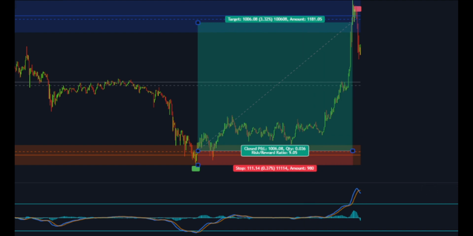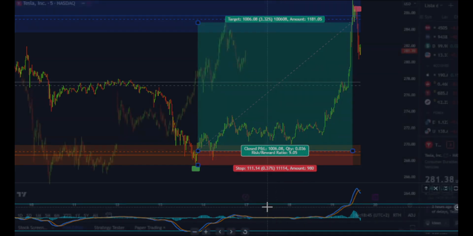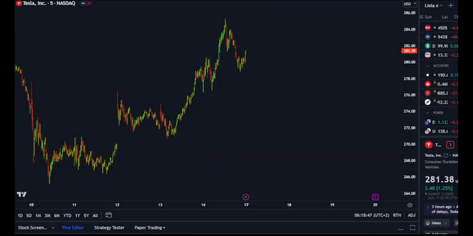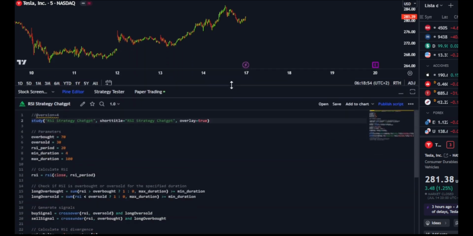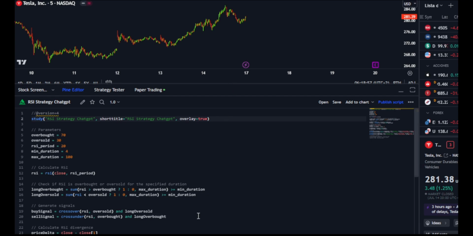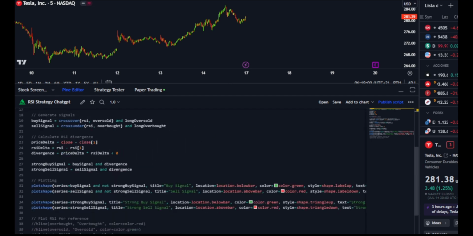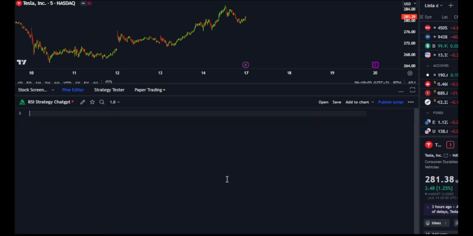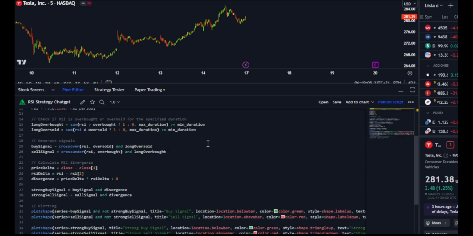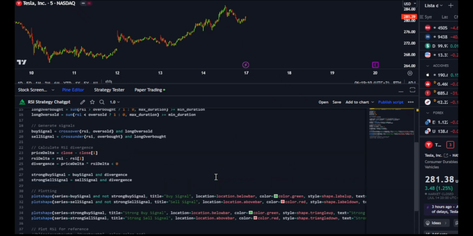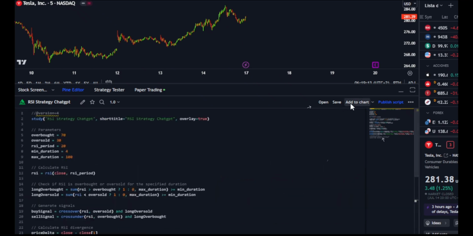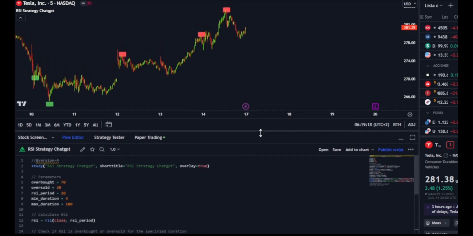Now let's see how to add the ChatGPT indicator to TradingView. On the bottom left of the chart, you have the option that says Pine Editor. We select this option, and we see that many codes appear. We are going to erase everything that is written, and we are going to paste the code that ChatGPT has given us. And then we have to press where it says Add to chart. And as we can see, it is already added to the chart.